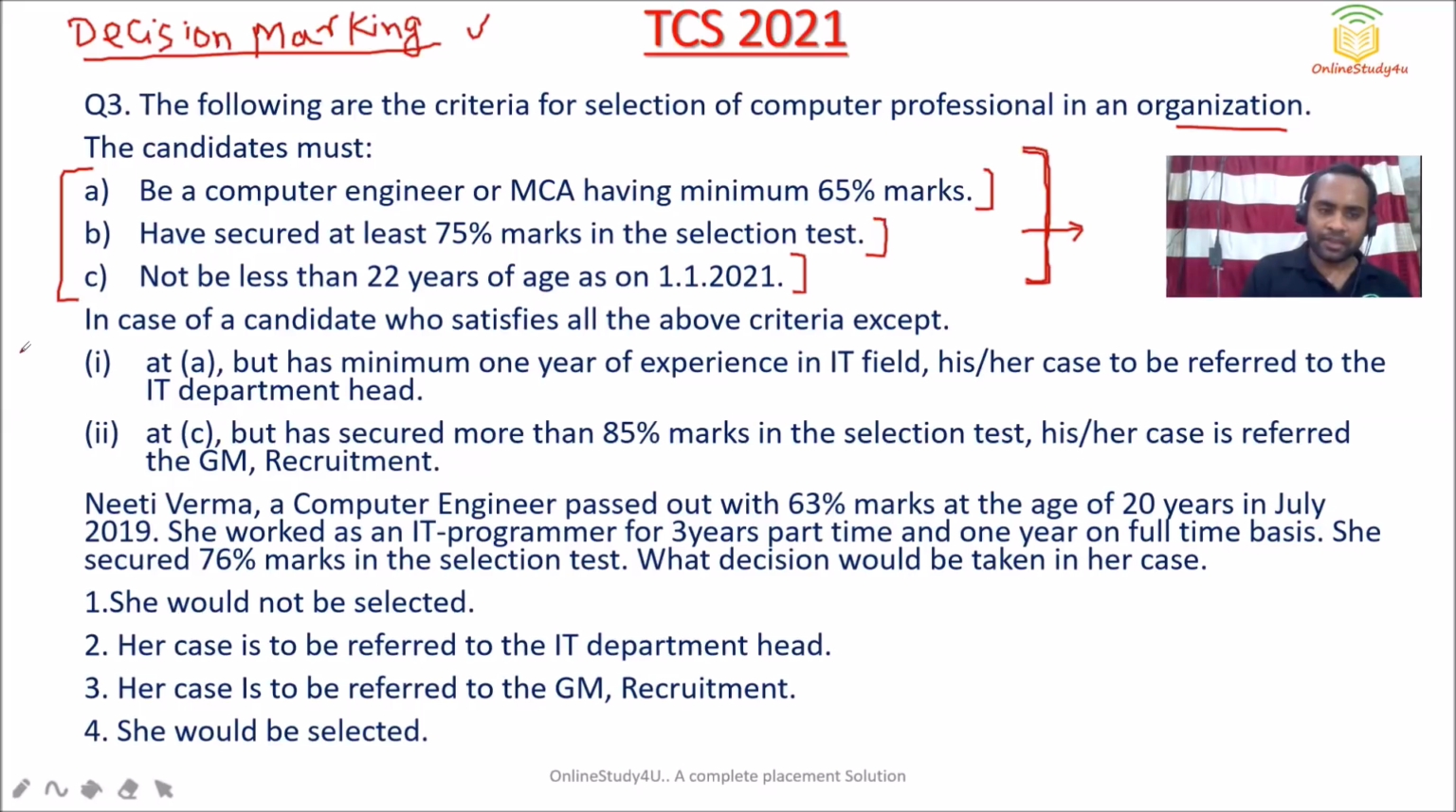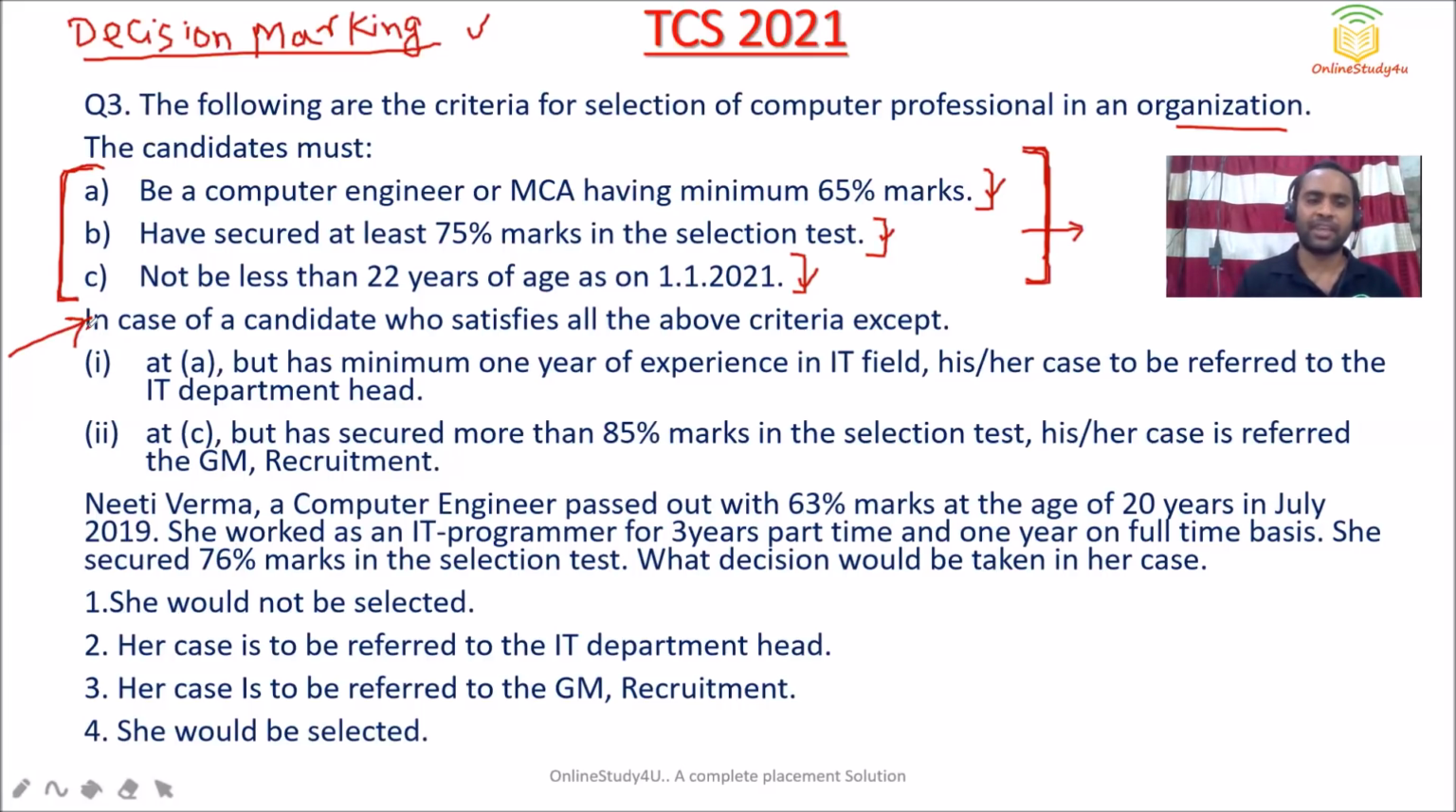Now, there is one very important line written here. In case of a candidate who satisfies all the above criteria except, okay friends, according to the rule of the company, if you follow all three, then you will be a computer professional in that organization. But they have given some leverage. In case of a candidate who satisfies, suppose, two criteria or one criterion, what will be the impact on their selection? See, in such cases, their case can be referred to the general manager, or to some department, so they will have to take action on that.